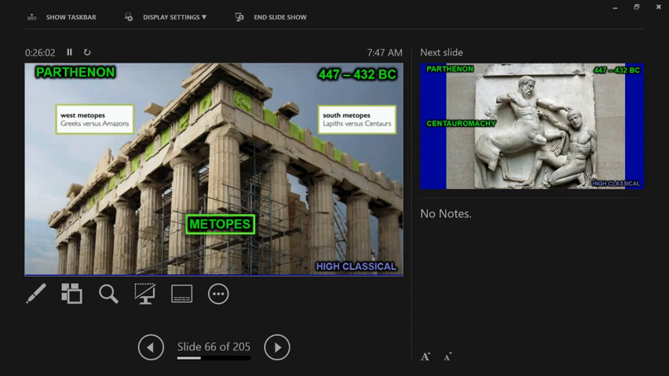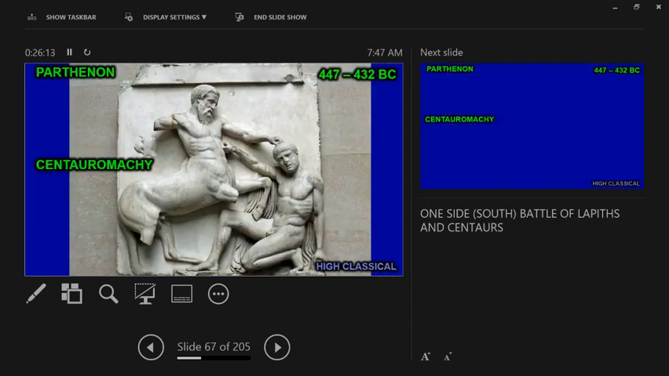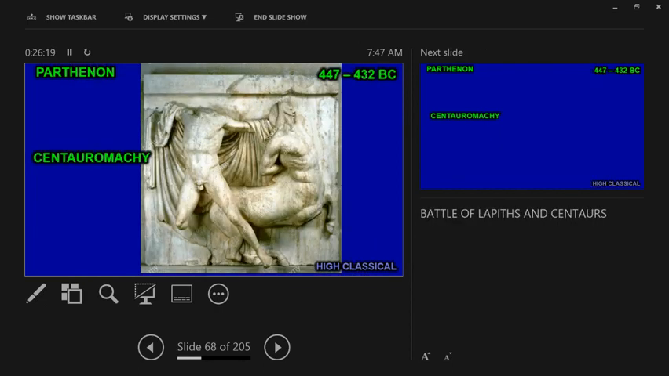What is that called? Amazonomachy. And then we have the Lapiths versus the Centaurs. What is that called? Right, Centauromachy. And the most interesting ones that are up there are from the Centauromachy. So these metopes, these relief sculptures, are from the Centauromachy that is on the Parthenon.